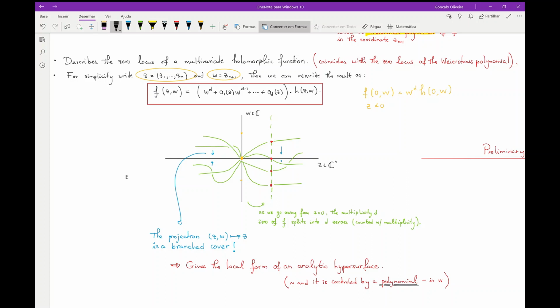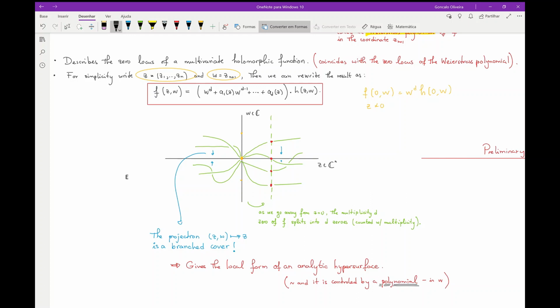Okay, so this is what I wrote here in green. As you go away from the origin, the multiplicity d zero may split into different zeros counted with multiplicity, of course. Okay. And another way to interpret this is to look at what I did here in blue as the projection to the z-axis. So if you look at this projection, it is a branched cover. Okay, so it is branched when the zeros clash with each other. Of course, at 0 it is very branched. Okay, and as I said in the beginning, this gives the local form of what is called an analytic hypersurface.